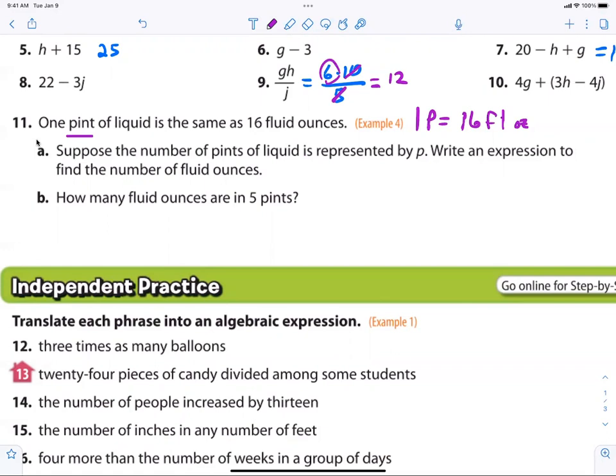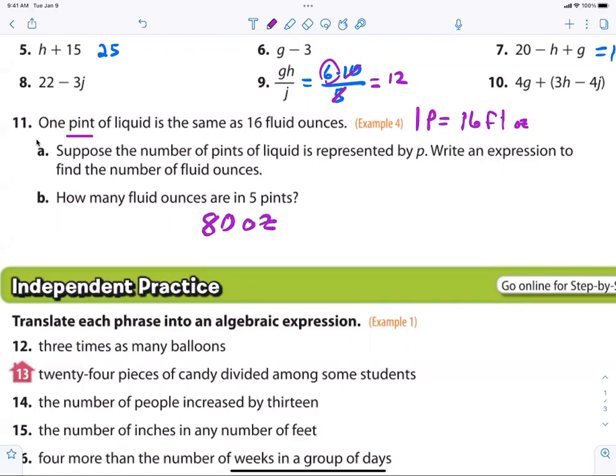How many ounces are in 5 pints? So if you have 5 of them... Can you do 16? No, mental math, 16 times 5. What's 5 times 10? 5 times 6, 50 plus 30. That's how I want you to do it. So you have 80 ounces, all right? You have 80 fluid ounces. So how did I get that answer?